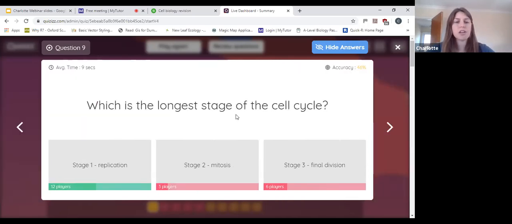The longest stage of the cell cycle is the first stage of replication. So it takes the cell a long time to grow and replicate all of its organelles. So it's got 2 copies of everything and 2 copies of all of those chromosomes. Then in mitosis, the chromosomes line up and then they move into 2 groups and you have 2 nuclei. And then finally, the cell membrane divides around those nuclei. Stage 3.